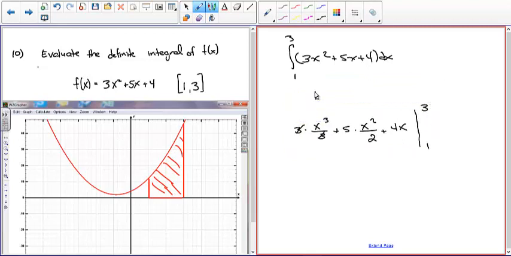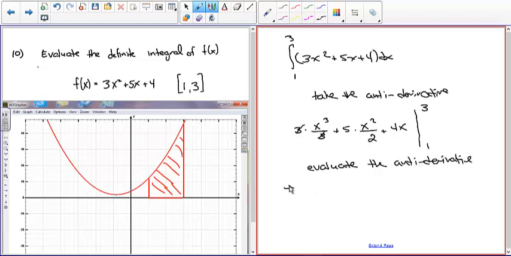So basically what we're doing here is taking the antiderivative of the function. And then the second step, of course, is to evaluate the antiderivative at x equals 3 and subtract the antiderivative at x equals 1.